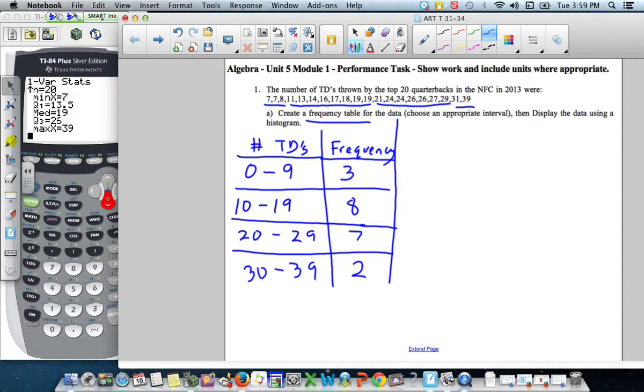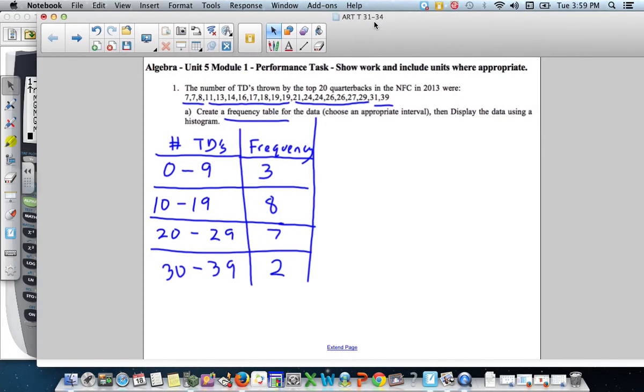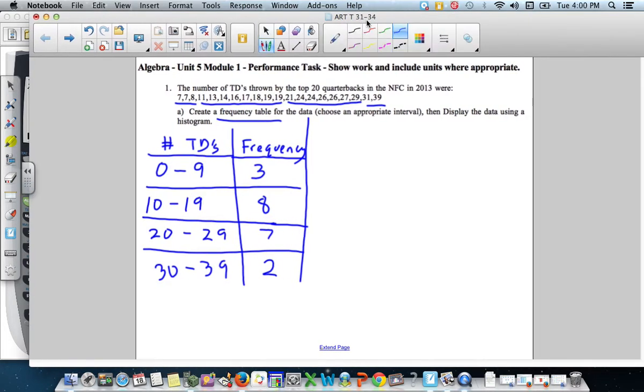To display the data using a histogram, you're basically taking that data and making a picture of it. So your y-axis is going to be the frequency, which are the counts, and I can see in my frequency table that I need to go up to at least 8. So 1, 2, 3, 4, 5, 6, 7, 8. Make sure you label that. The y-axis should be labeled, the x-axis should be labeled with the number of touchdowns.